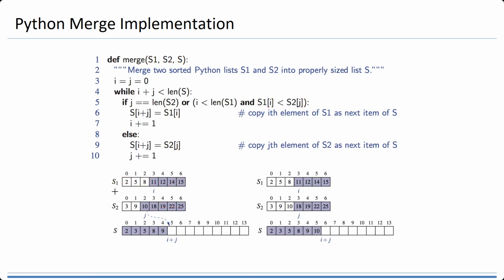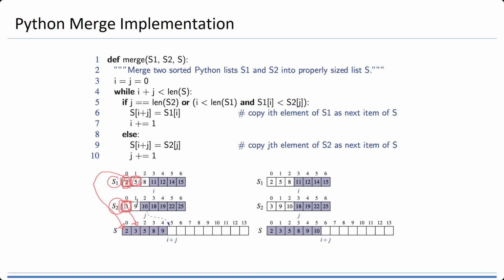Okay, let's just start with the beginning. Now I have S1 and S2. I need to check which one is lower, 2 or 3. I know 2 is lower than 3, so let's remove 2 and put it at the last of S. Then 2 has been removed. Now check 3 and 5. Which one is less? 3 is less than 5, so remove 3 and put it at the last of S.